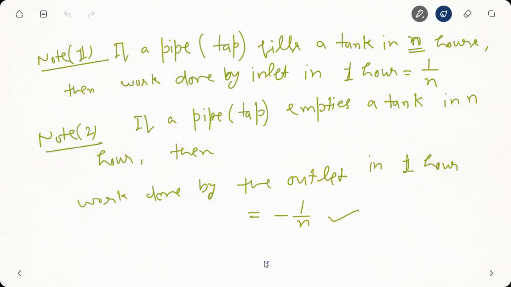This is not a question, this is a note which I just discussed: if a pipe or tap fills a tank in n hours, then the work done by the inlet in 1 hour would be 1 by n. Similarly, if a pipe empties a tank in n hours, then the work done by the outlet in 1 hour would be 1 by n, and we'll put a minus sign because it is emptying the tank. So we'll take a couple of examples.